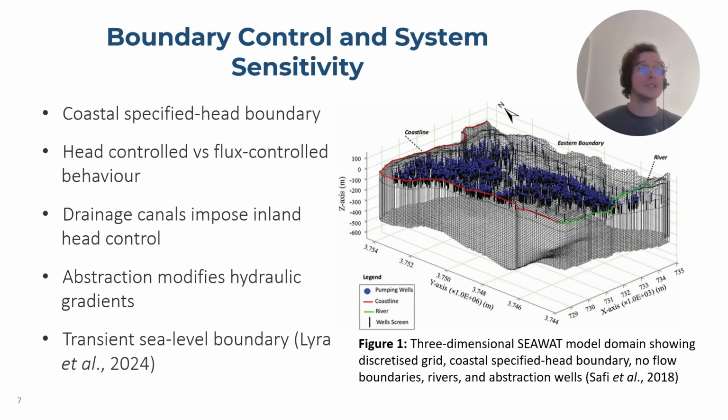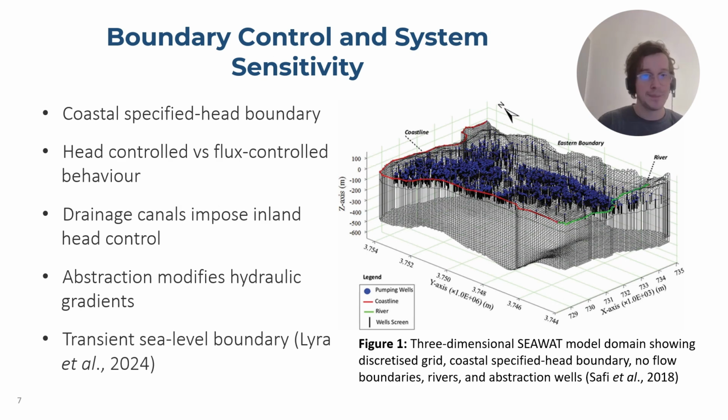Starting with boundary control and system sensitivity. Boundary implementation emerges as one of the most influential modelling contrasts. In Rasmussen, the aquifer is heavily influenced by artificial drainage canals, and those canals effectively impose hydraulic head controls inland, altering the natural balance between recharge and discharge. This system behaves as either head controlled or flux controlled depending on how the boundaries are conceptualized, and this significantly affects simulated wedge position and migration.